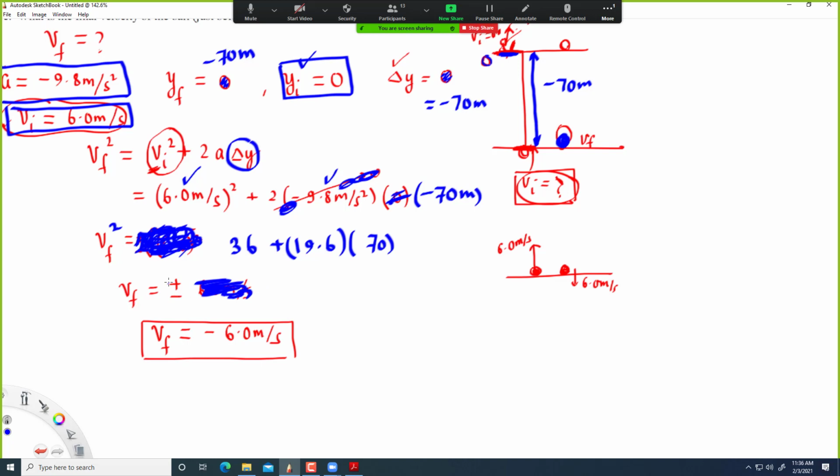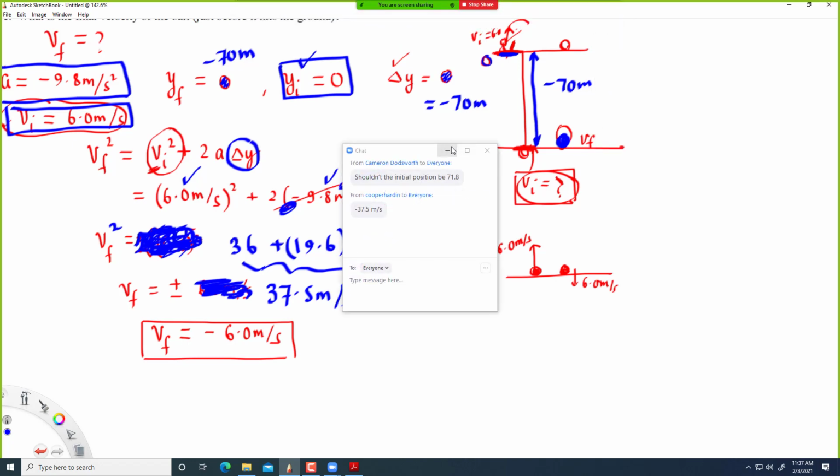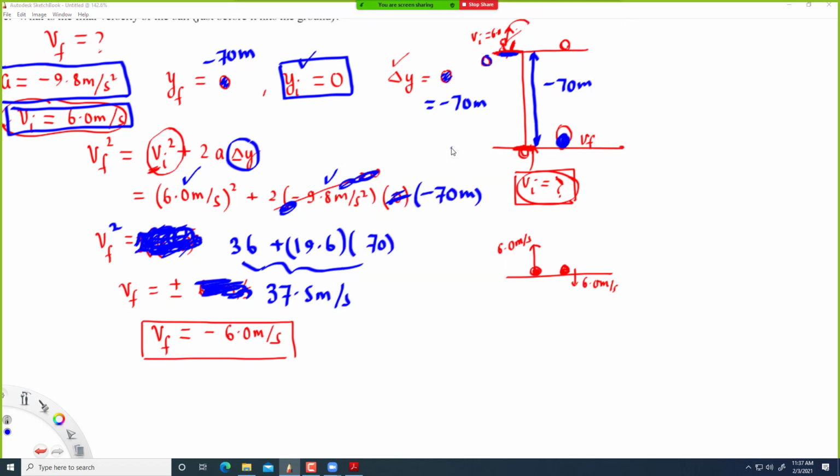So when you get a number here and take the square root of that number, you get plus minus 37.5. That's what I have. Someone watching also got the same answer. Now, because it's falling, that means we choose the negative sign. So this would be negative 37.5.